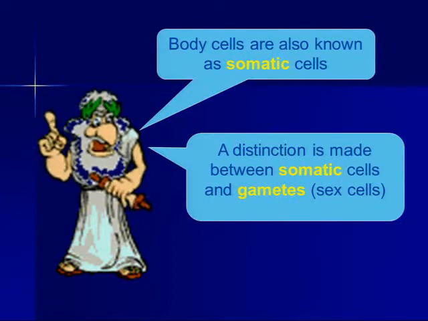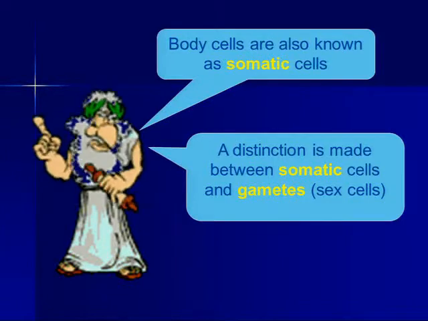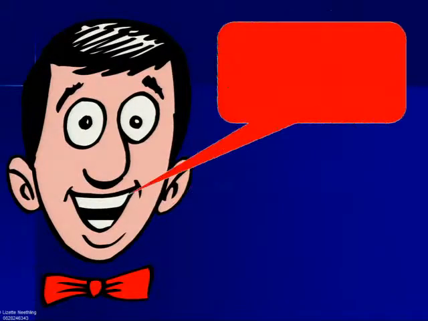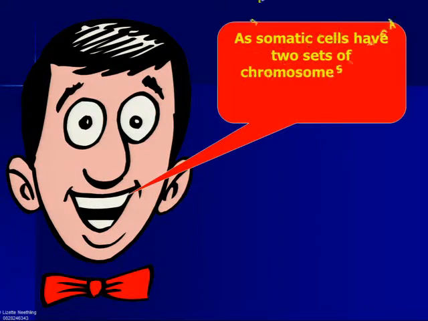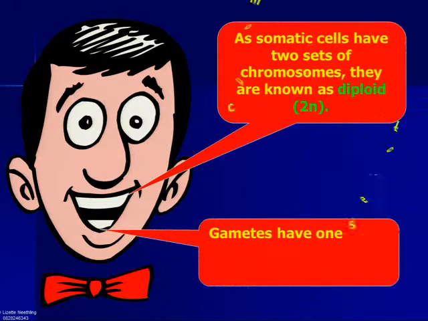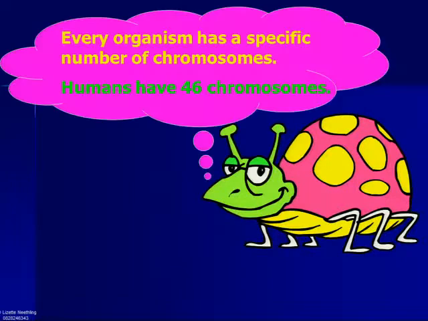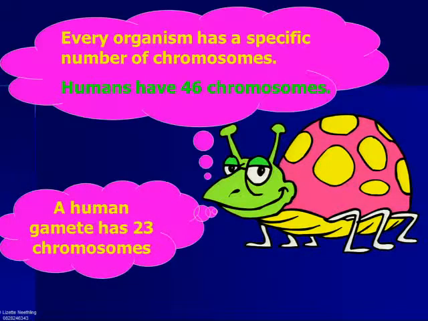And the other word that we use is gametes, which stand for sex cells. And you need to know the difference between somatic cells and gametes. The difference basically will be that the one is diploid. What does diploid mean? It means the somatic cell has two sets of chromosomes. And the gametes will have only one set of chromosomes. And therefore we call them haploid.